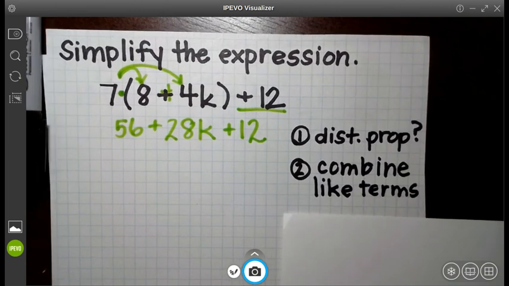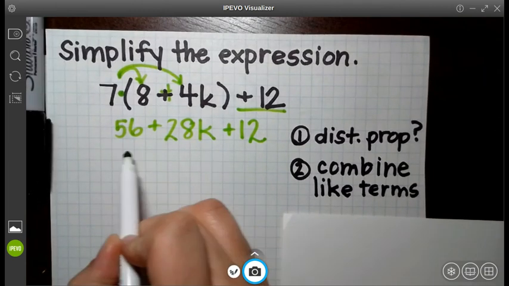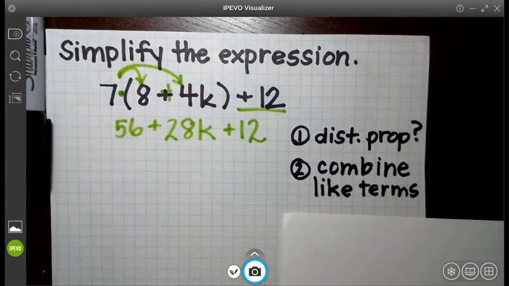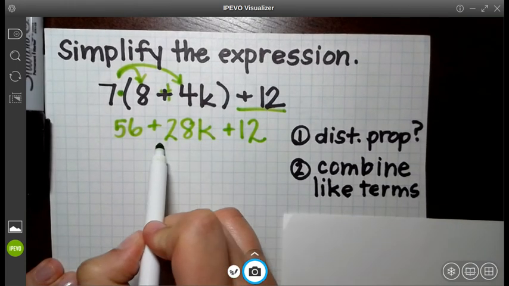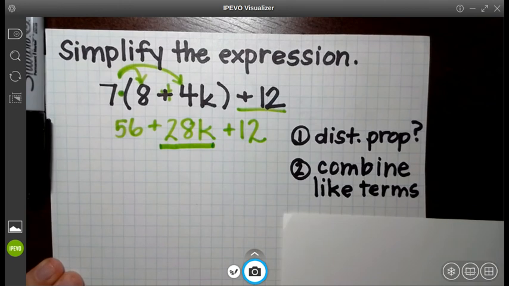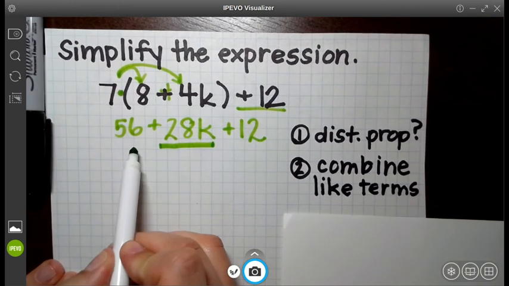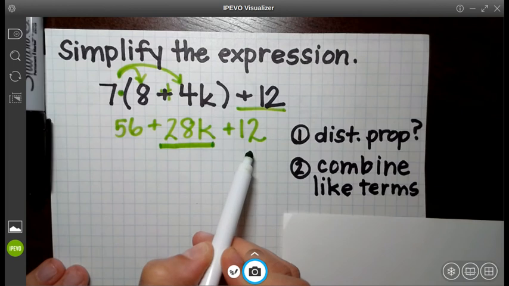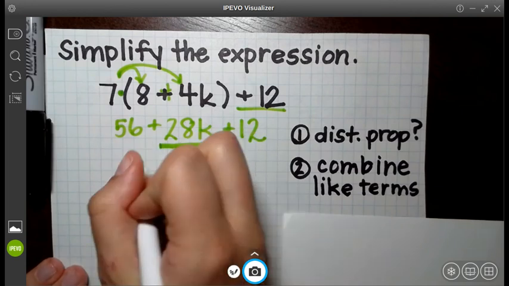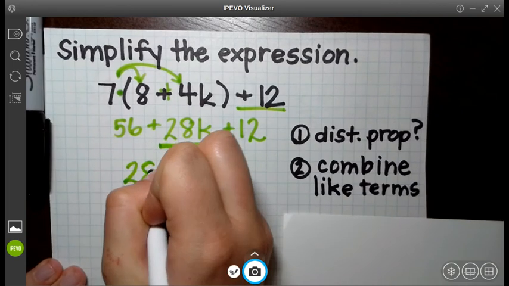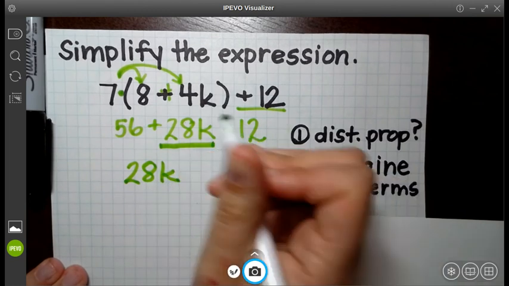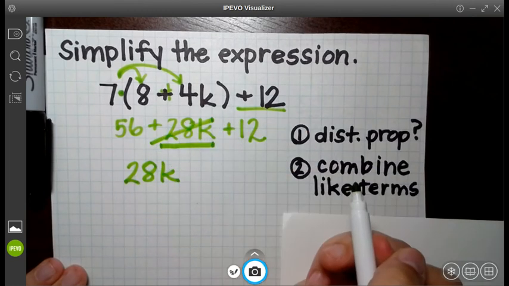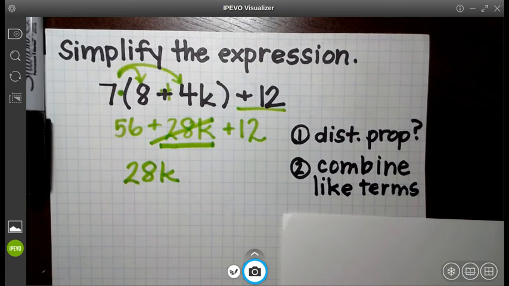So me, I always look through and I see, what here has a variable? Well, k is here. I have 28k, and then I check all my other terms. Does this have a k? Nope. Does this have a k? Nope. So I'm just going to bring 28k down. I cannot combine it with anything else. Done. Now I'm left with just the constants, just the numbers by themselves.